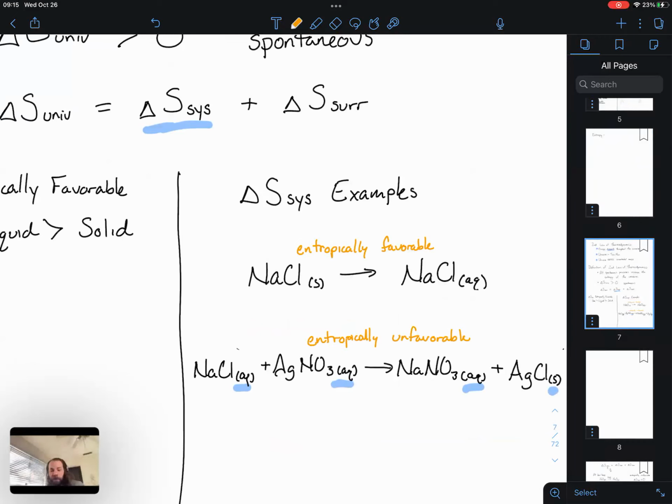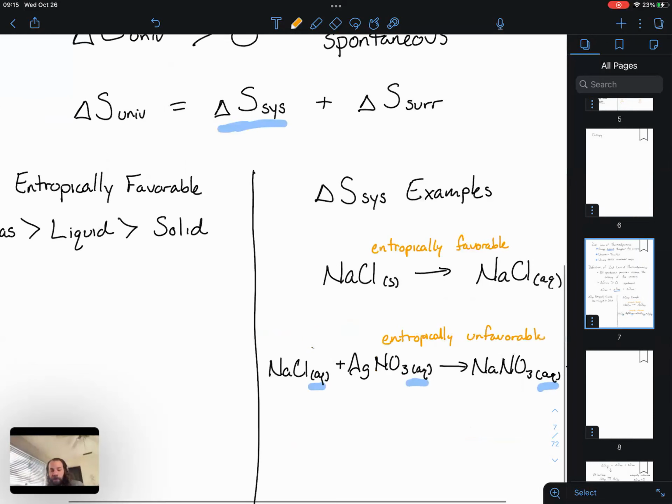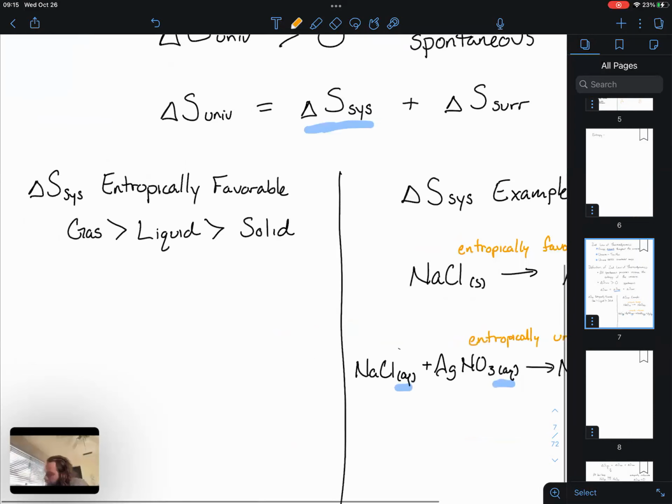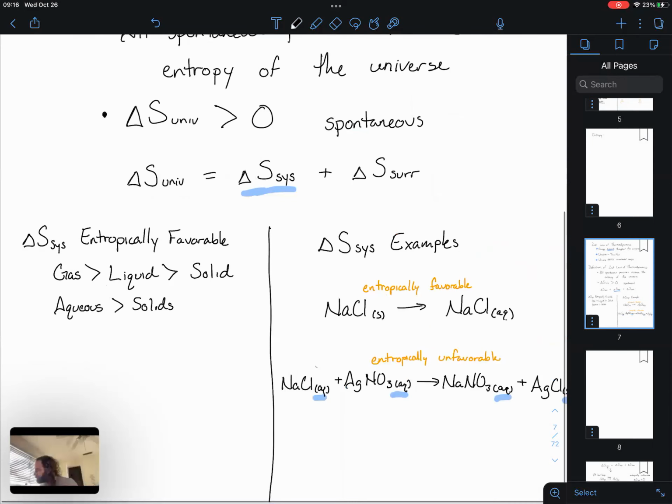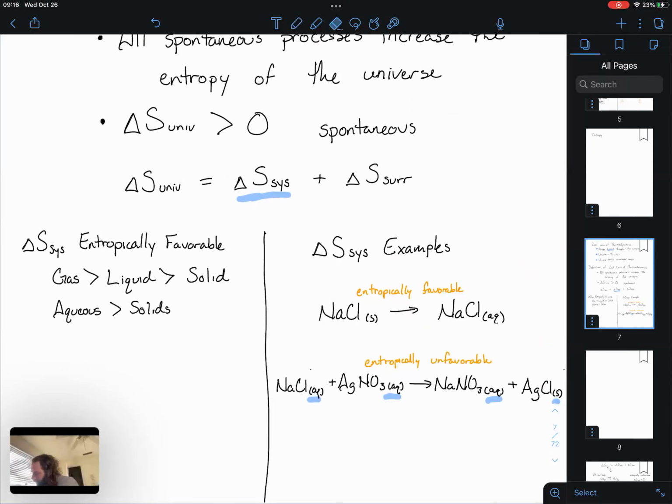Okay. So again, to update our little list here, we can say that aqueous is better than solids. Okay, so now let's take a look at a few more chemical reactions.